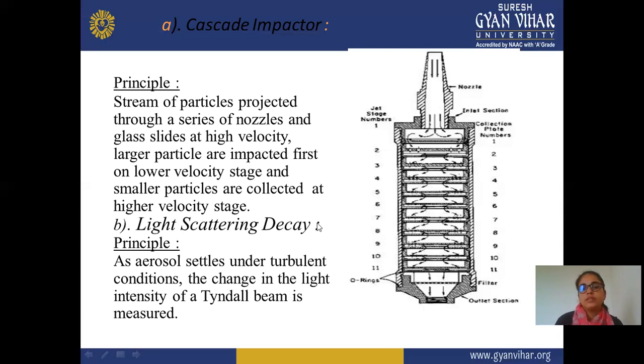Other than this method, we can also use another technique. One is the cascade impactor, and the second is light scattering decay. In this, we use the presence of light. We check whether that particular aerosol is according to requirement or not. In light scattering decay, with the help of light, we check how much light gets scattered out. When an aerosol settles under turbulence conditions, the change in the light intensity of a tyndall beam is measured.